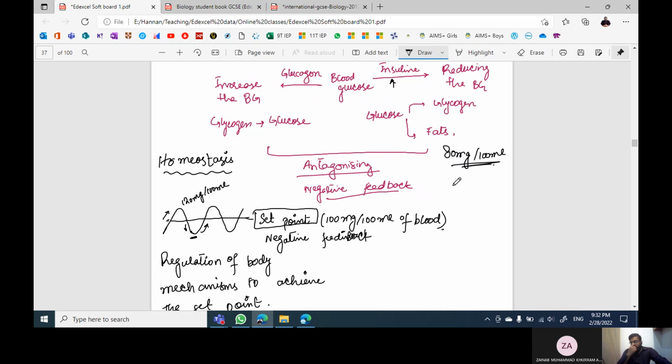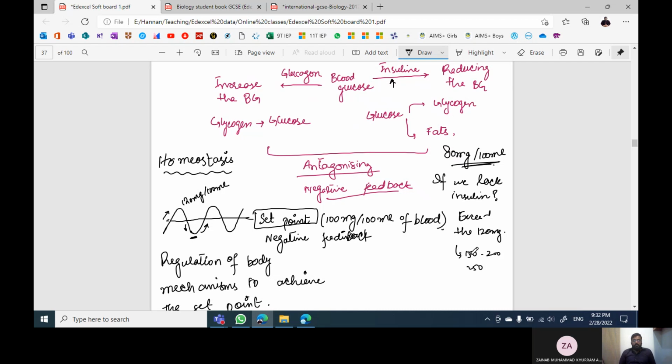But the problem is, if we lack insulin, there is a problem. And what is that? We exceed the 120 mg per 100 ml. We exceed the point of 120 mg and we start moving forward towards 150, 200, 250, etc.